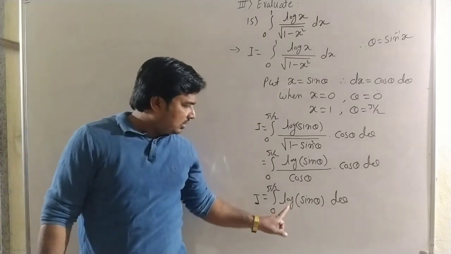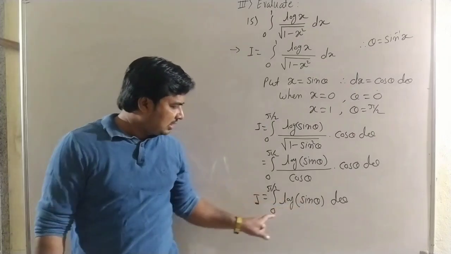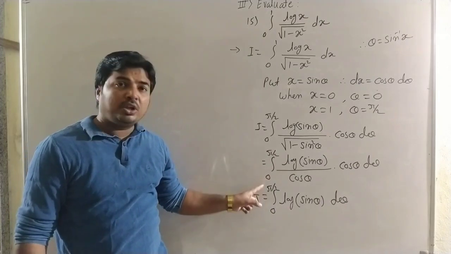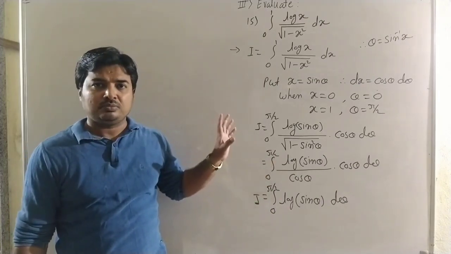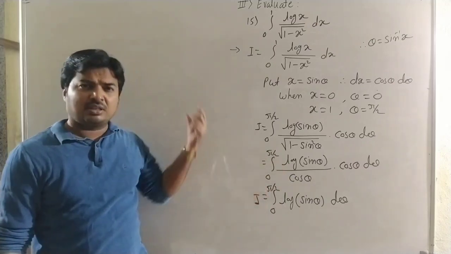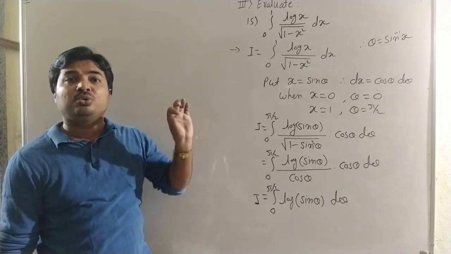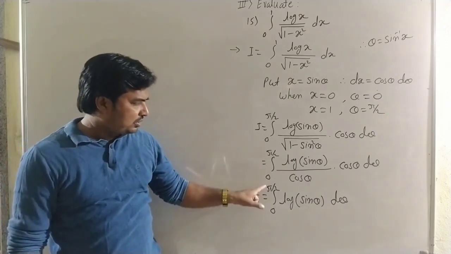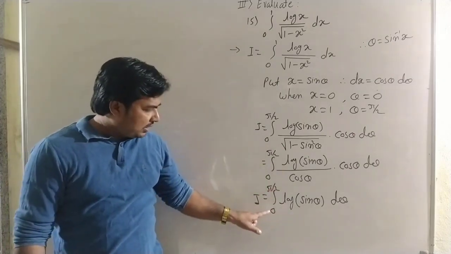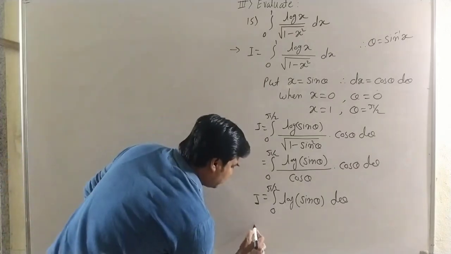Now we can solve it. It is the integral of log of sin theta, with limit 0 to pi by 2. Here we use the property 0 to 2a. When we use 0 to 2a, the steps are reduced, which means it is an easy method. When we use 0 to a, it is a lengthy method. Now here we use 0 to 2a, sorry, it is 0 to 2a.